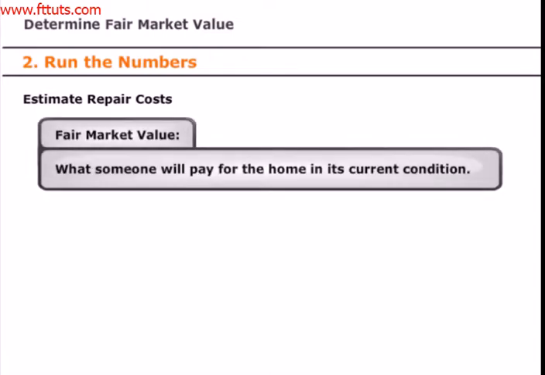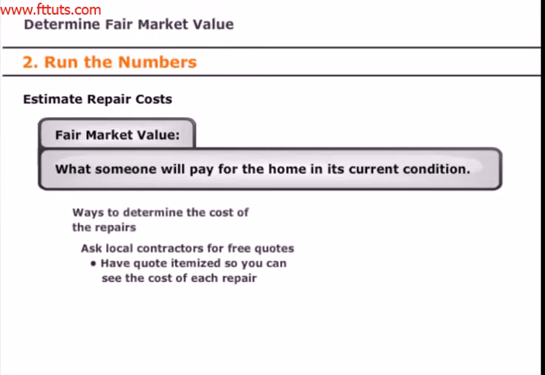Fair market value is simply what someone today will pay for the home in today's market. Once you know this dollar amount, you can determine if the deal meets your investment criteria. Some of you might ask, how do I know how much things will cost? You have at least 3 options.